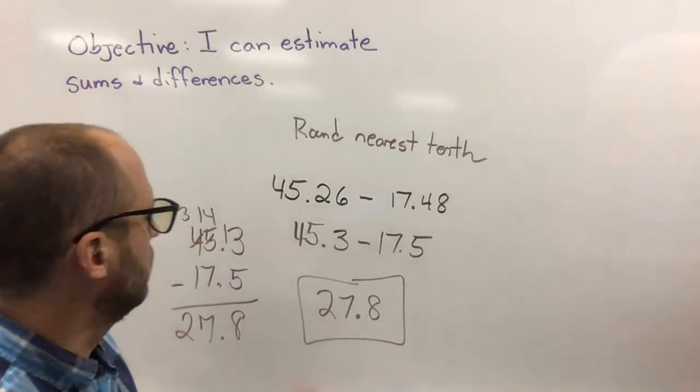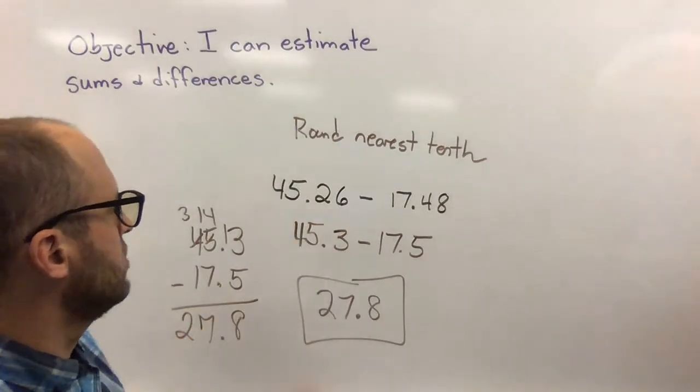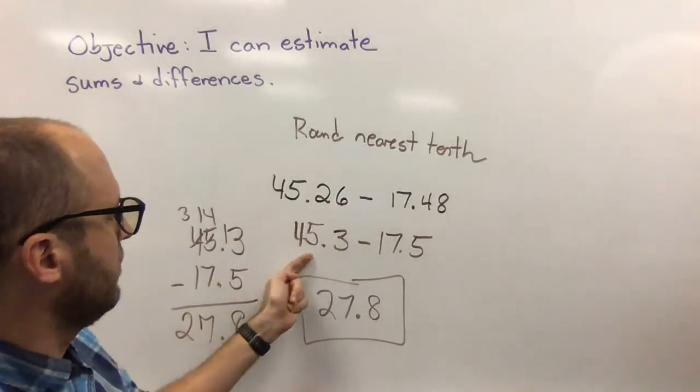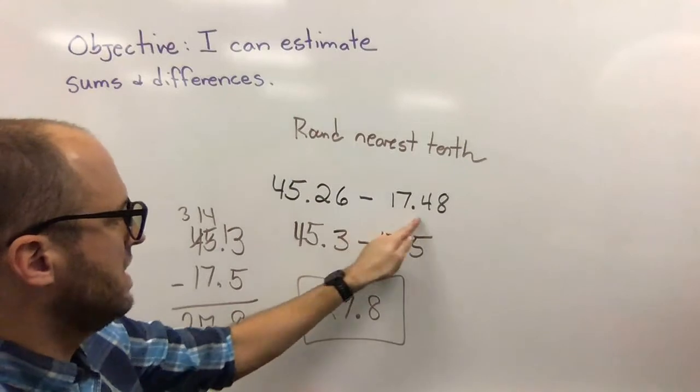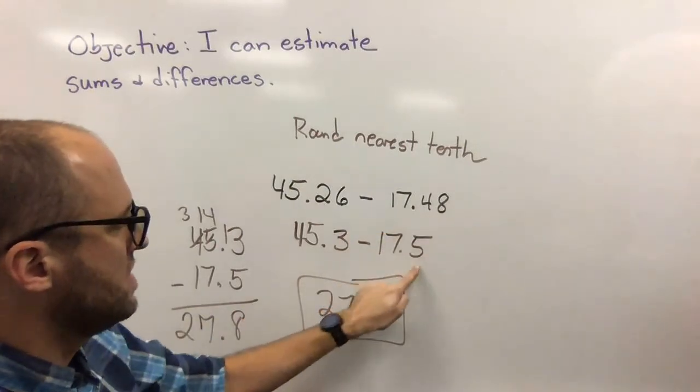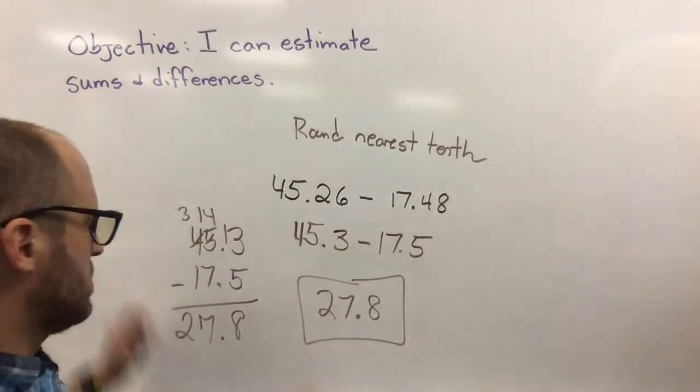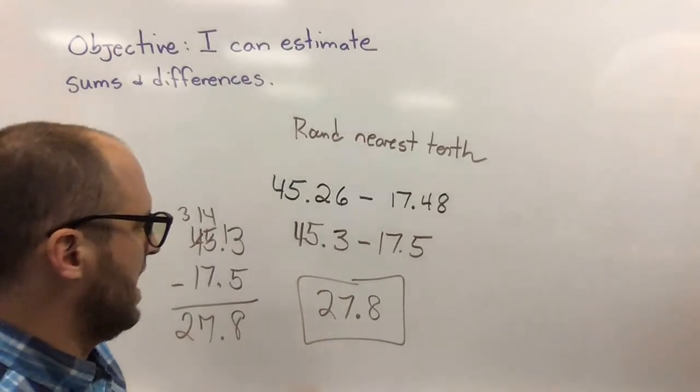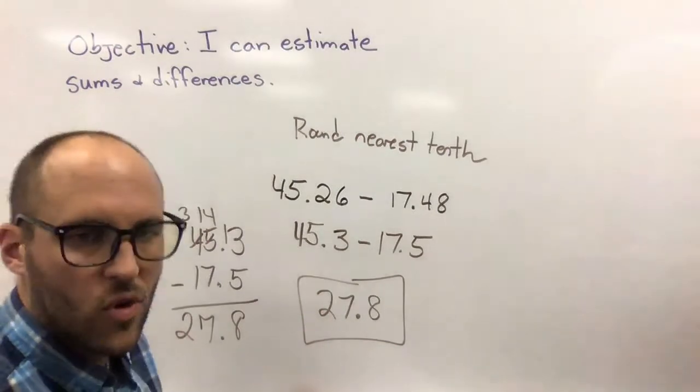To quickly walk through, 45 and 26 hundredths rounds to 45 and 3 tenths. 17 and 48 hundredths rounds to 17 and 5 tenths. And when you do the subtraction, 27 and 8 tenths is what you come out with for your answer.